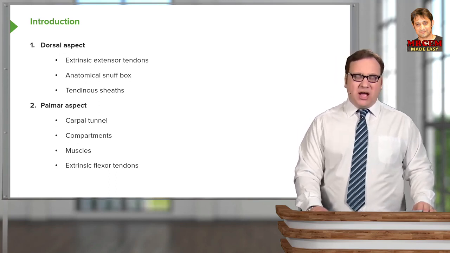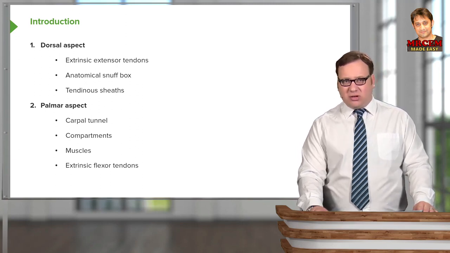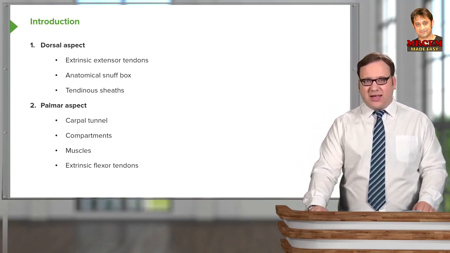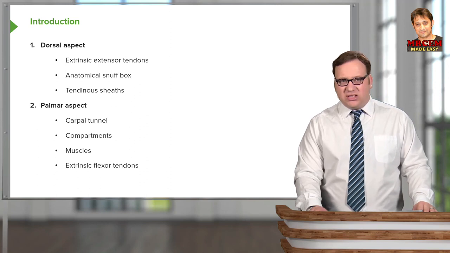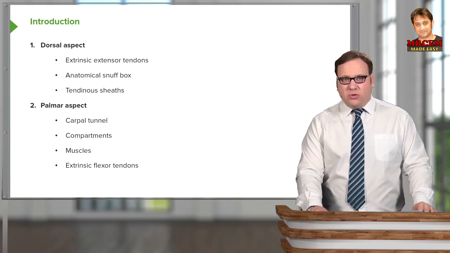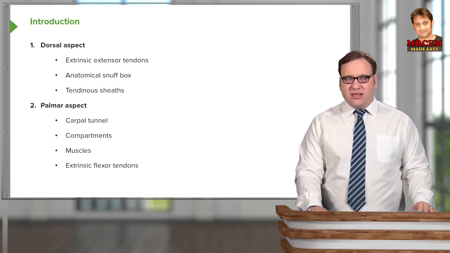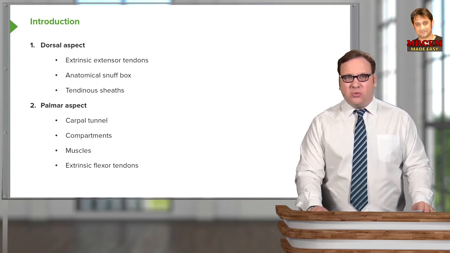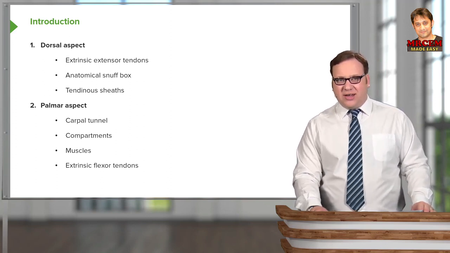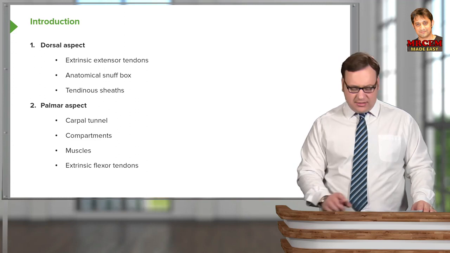We'll then move on to the palmar aspect and look at the carpal tunnel, where some important flexor tendons from extrinsic muscles pass through. We'll look at numerous compartments within the palmar aspect of the hand. We'll look at the muscles and then the extrinsic flexor tendons.